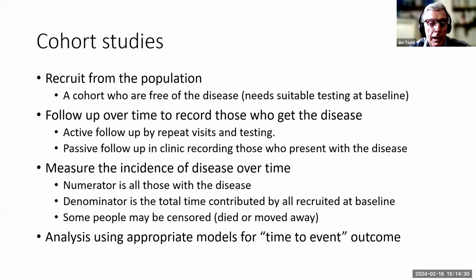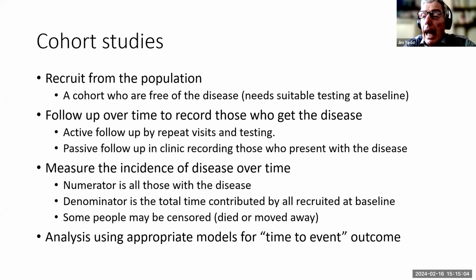Another design to mention here is cohort studies. Again, we might recruit from the population. Our baseline here might be that we have a set of people who are free of the disease. Now, in order to find the people who are free of the disease, we would need to test people at the baseline. And we'd need to say, well, who is it that is at risk of getting depression? And we would then screen the people here for that particular condition and say that we're not really interested in the people who already have the disease.